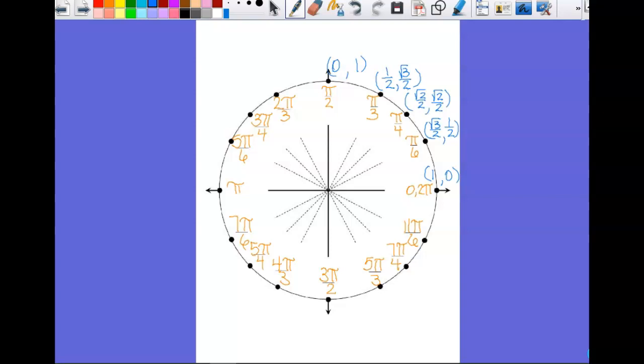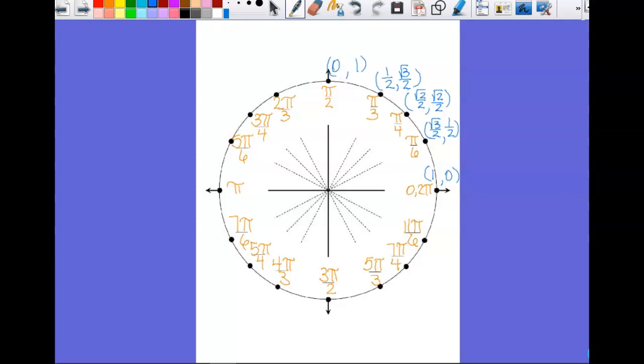Once you're done, check yourself up here. See if we agree. All right. Okay, so let's talk about the rest of the circle with these. Because if you can get the first quadrant down, the rest is cake. Because the rest is just using your reference angles and knowing about your quadrants.